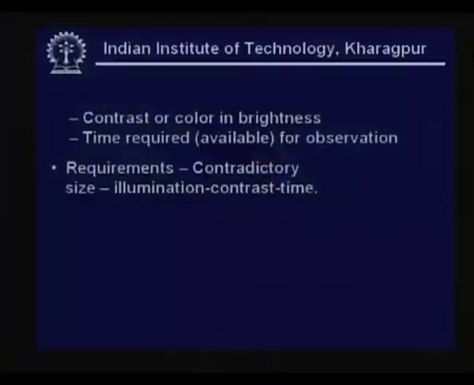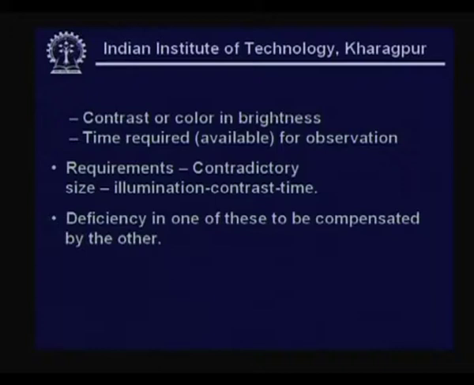And if we look at the requirements, we find that they are highly contradictory. The four major factors that are responsible are the size of the object, illumination requirement, contrast, and time of observation. If you see, contrast vis-a-vis illumination are highly contradictory, and size versus time again becomes contradictory. Now, one has to design the illumination system in such a way that deficiency in one is compensated by additional input in the other. This has to be kept in mind.